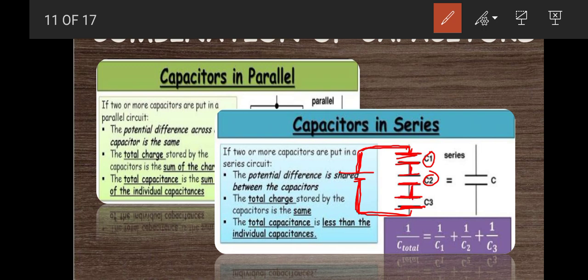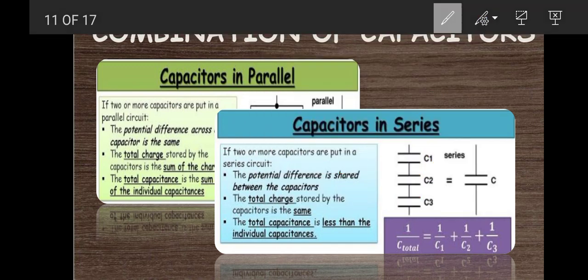It means that one of the plates of each capacitor is joined with one plate of the next capacitor like this. So they are present in series form. This is called the series combination of capacitors.